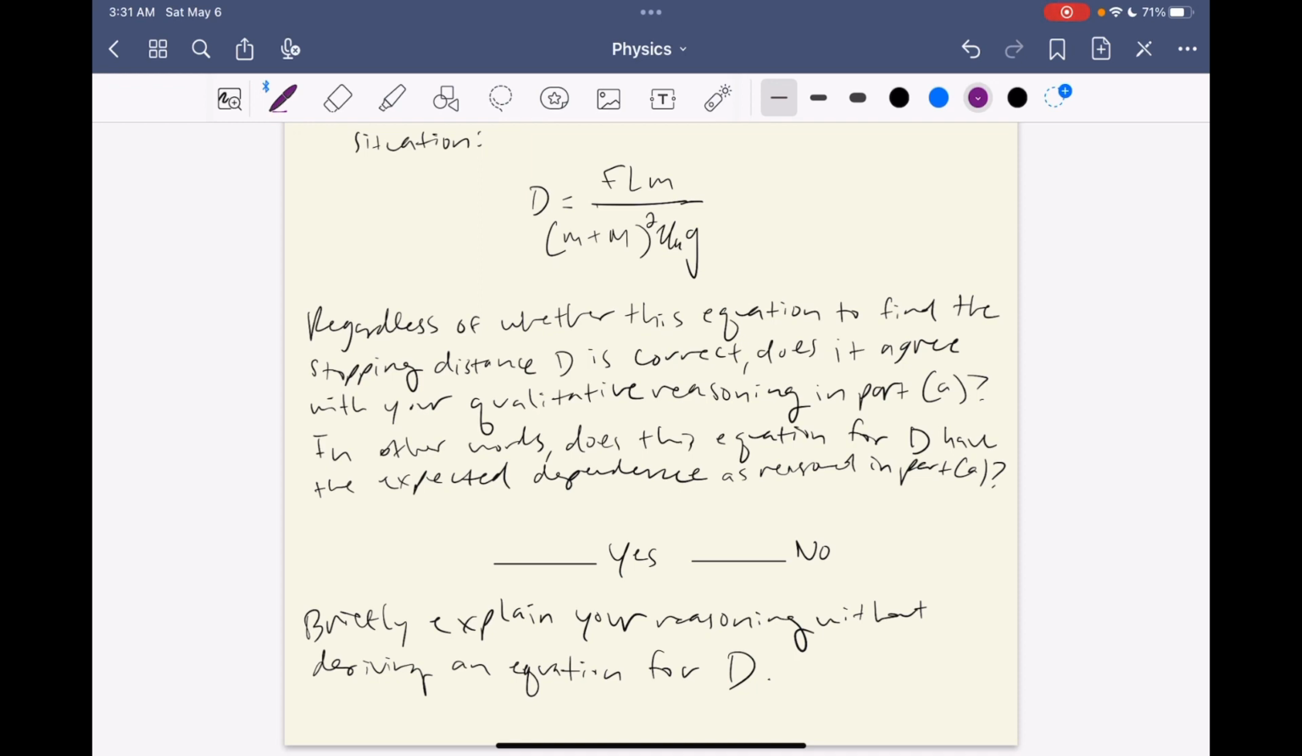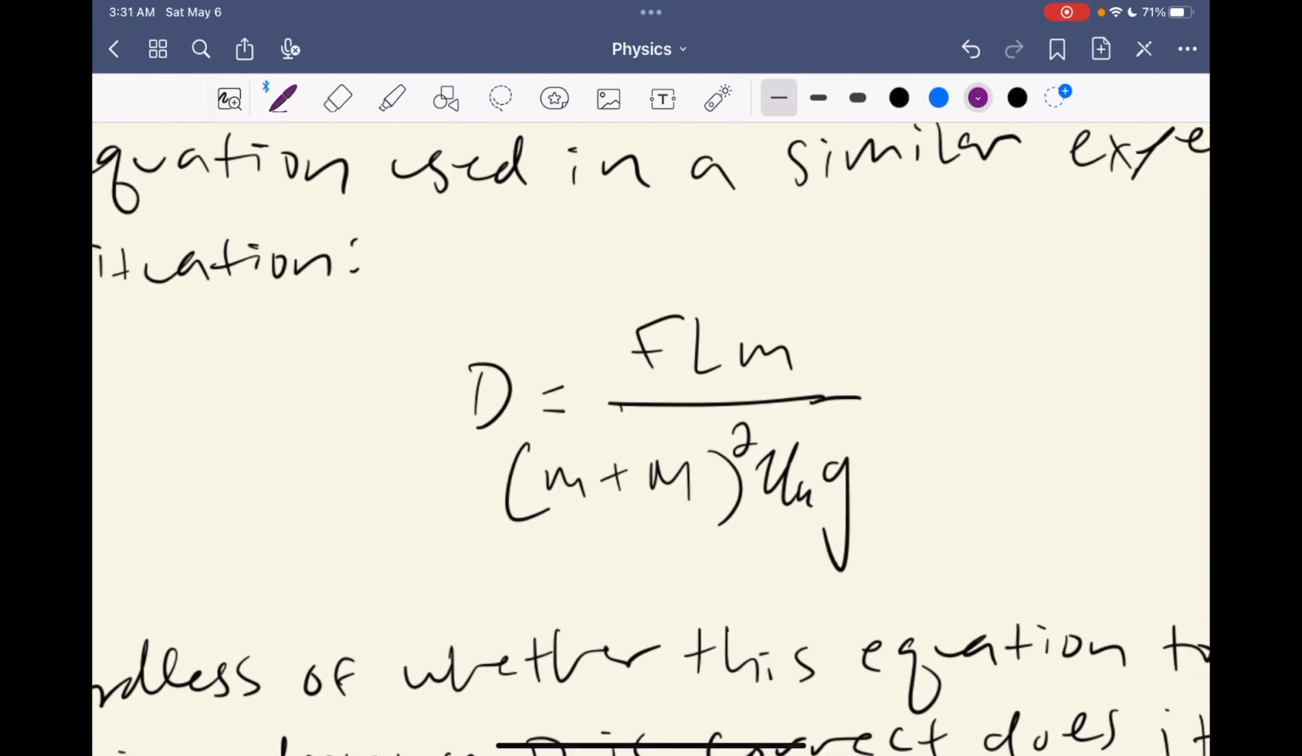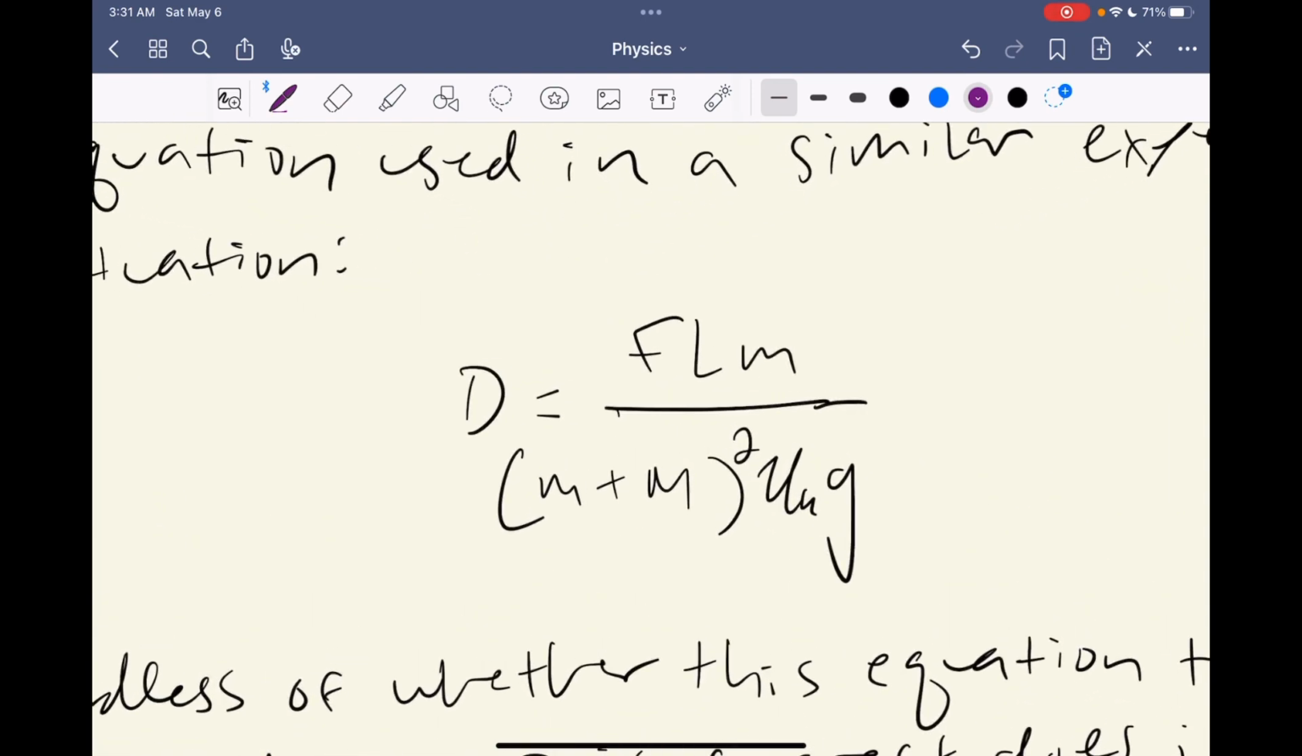So let's go through the equation first of all. D represents the stopping distance, F represents the force applied by the tube, L represents the length of the tube, lowercase m represents the mass of the dart, and then all that is divided by the mass of the dart plus the mass of the block, squared, times mu k and times gravity.